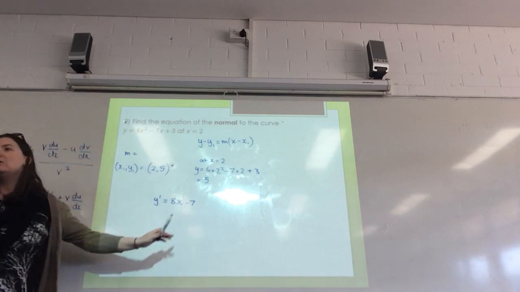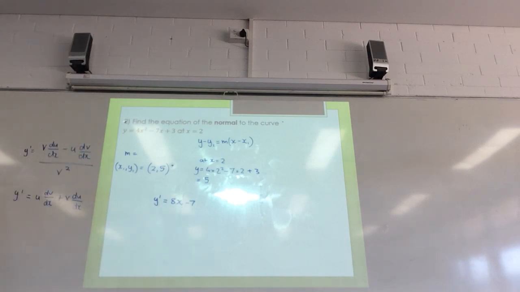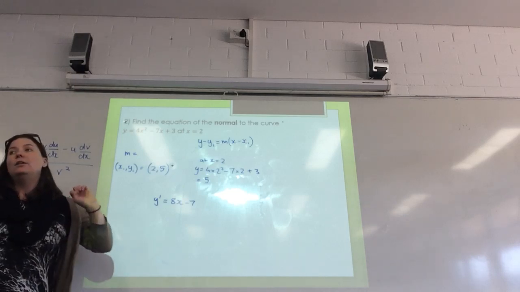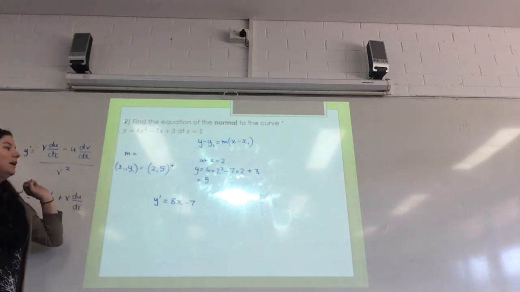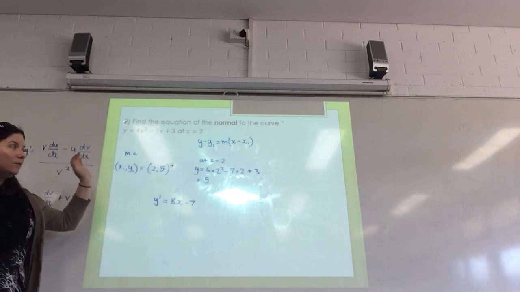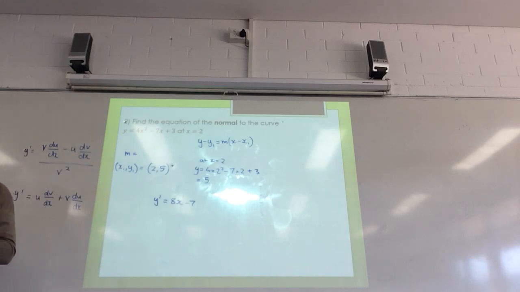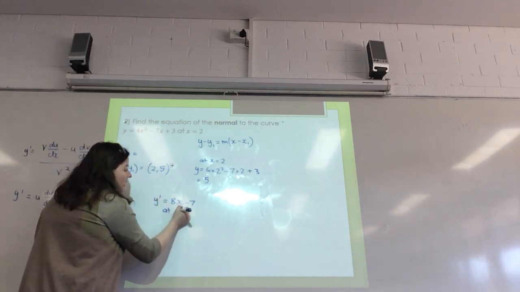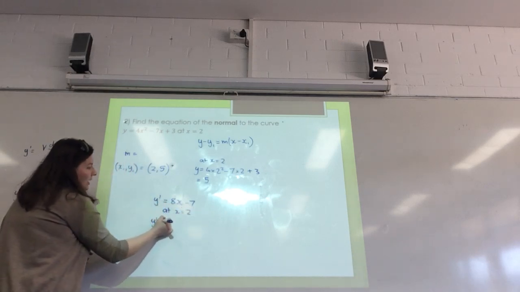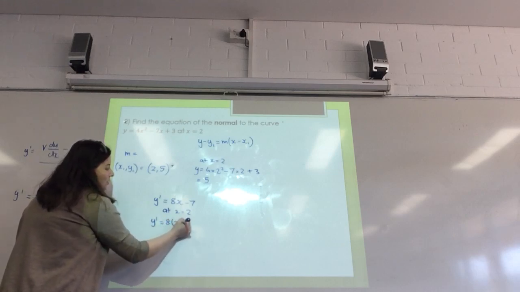Okay, what do I do now? I thought you were supposed to factorize. No, I don't need to factorize. My goal is to find the gradient of the normal to the curve. I'm starting by finding the gradient of the tangent to the curve, which is differentiating. So you can substitute x equals 2. I specifically want to know the gradient of the tangent at the point where x is 2.